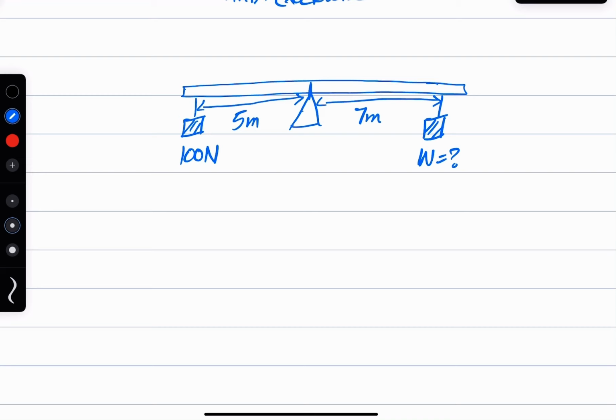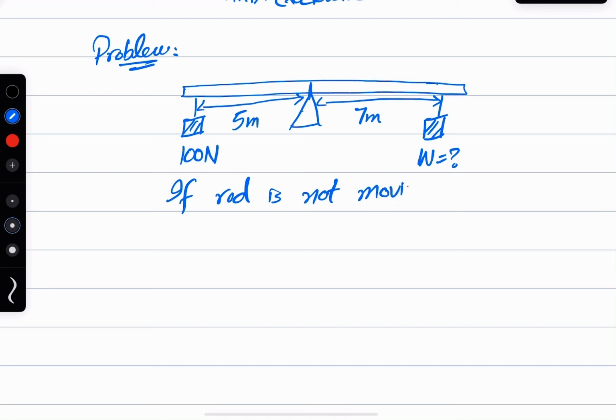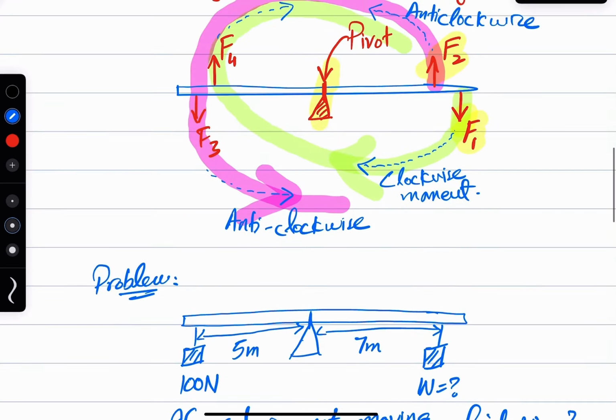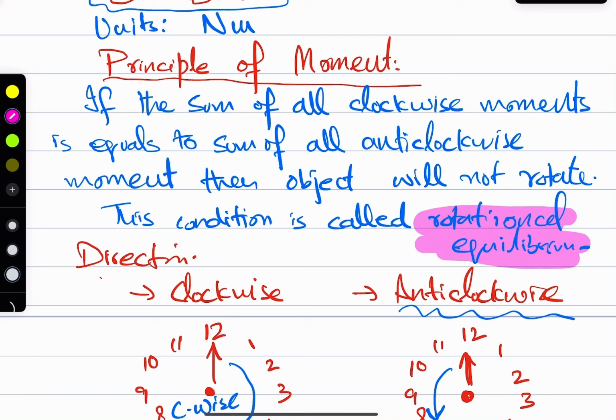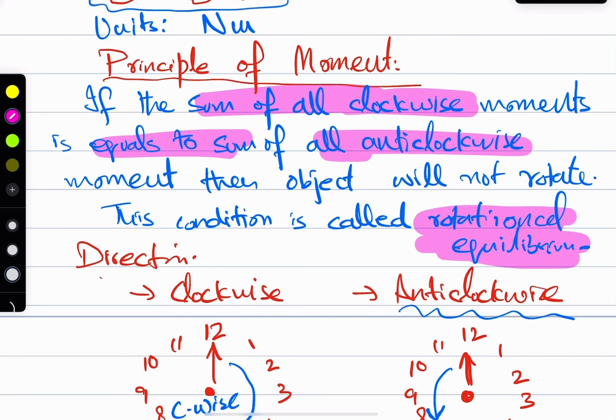And this is the problem, and given that the rod is not moving, find W, find the weight. So it's in the equilibrium state. Let me show you what we have discussed about the principle of movement: the sum of all the clockwise movements must be equal to the sum of all the anti-clockwise movements. We have to apply this law because there is a rotational equilibrium, it is not rotating. So the sum of all clockwise movements equals the sum of all anti-clockwise movements.